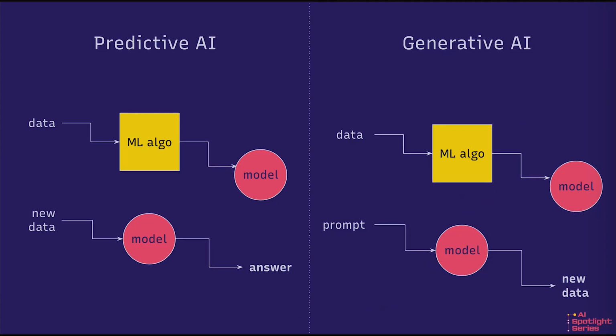Generative AI is ultimately about learning from data to generate more data. So where the new data appears in the machine learning process has shifted. In predictive AI, you're feeding new data into your model and the model is giving you some kind of answer. And in generative AI, you're prompting the model and the model is the one that is spitting out new data.